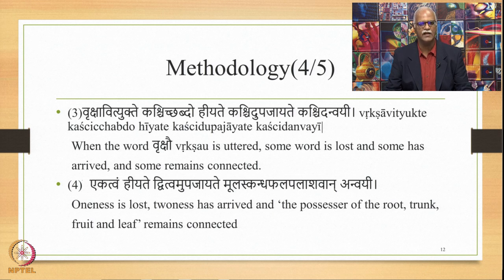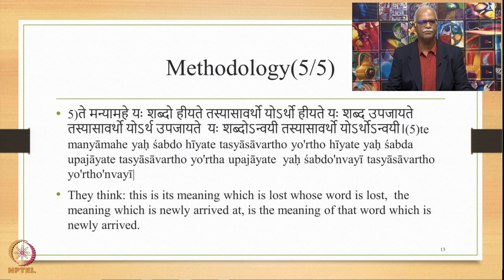The meaning, namely, which is put in the single inverted comma, the possessor of the root, trunk, fruit and leaf, this particular meaning component remains connected with the previous meaning cognized from the word vrikshaha. Then, after performing this action recursively, one arrives at the following conclusion.